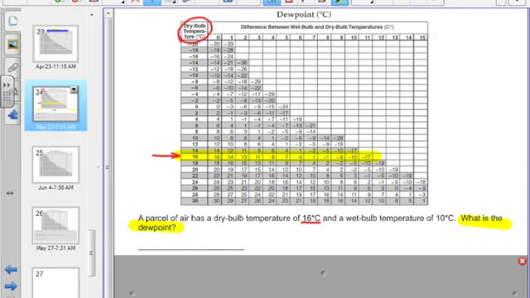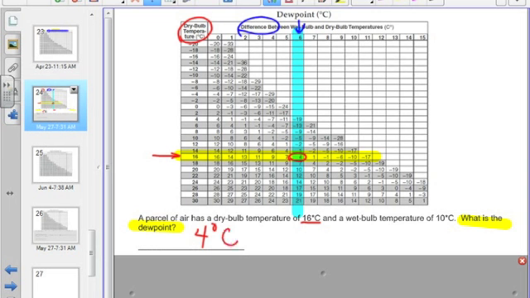Now, I go to difference between dry and wet bulb as I look at my headings across the top. Well, my wet bulb is 10 degrees Celsius. My dry bulb is 16, so my difference is 6 degrees Celsius. I go to the column headed 6. Let me just highlight that for you. Where those 2 columns intersect, that will be your answer. And where do they intersect? They intersect at this value of 4 degrees Celsius. So there's my answer, 4 degrees Celsius.